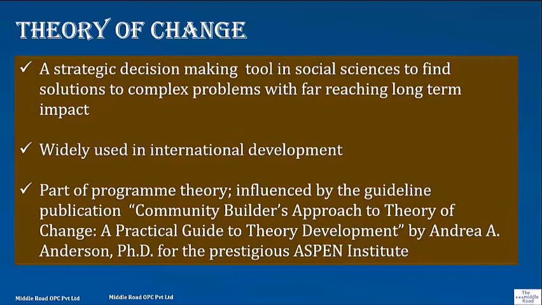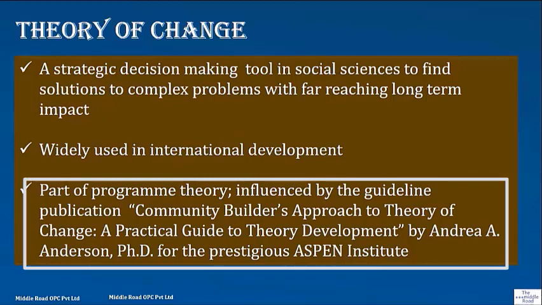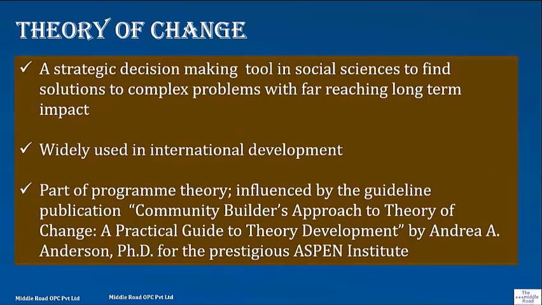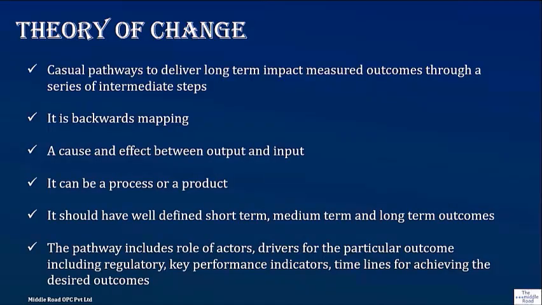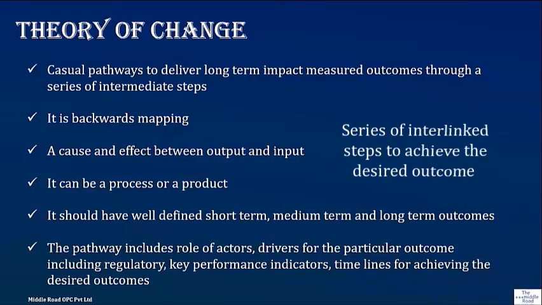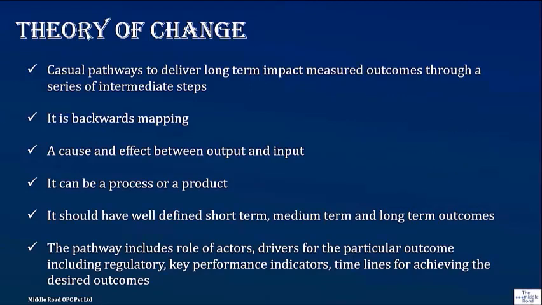It'll be great if you read the Community Builders' Approach to Theory of Change, a practical guide to theory development. It was written by Andrea Anderson from the prestigious Aspen Institute, one of the leading think tanks and institutes in the development sector. When we talk about theory of change, it's about how to have a pathway, a series of steps. It works as a way of backwards mapping. That is, you look at the end result and how you're going to map it. Once you have the end result, what you want to achieve, then you can go back and set your objective. It could be a process or a product, and it's a long-term process, but it could be driven in short phases.